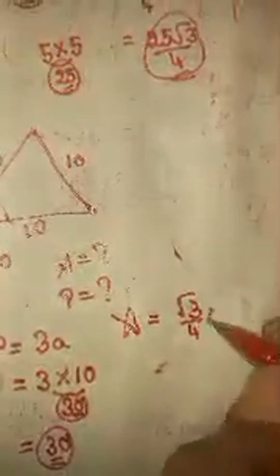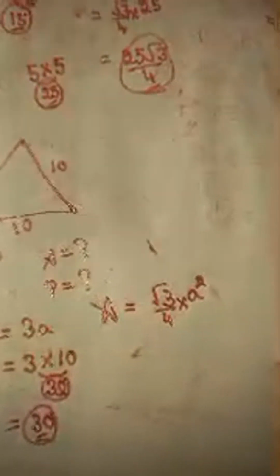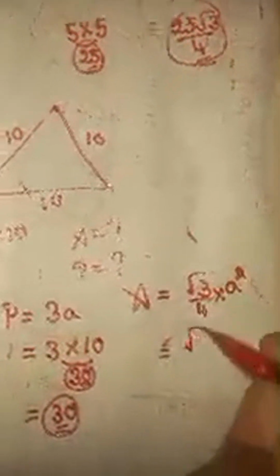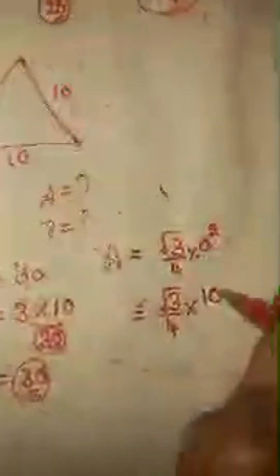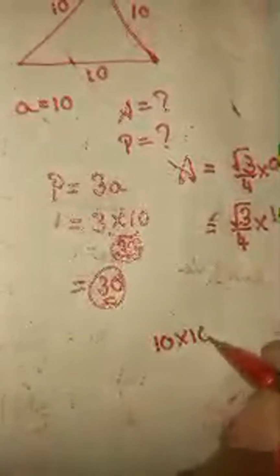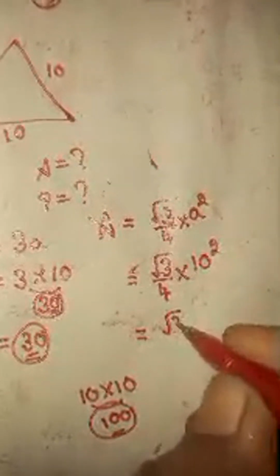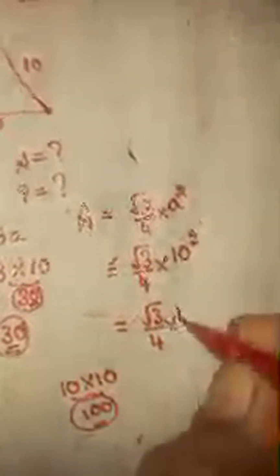Let's find out what's the area. The area of this triangle can be written as root 3 by 4 times the side length squared. You can write it out: root 3 by 4 times, this is the side length, which is 10 units. So you can write it as 10 squared. 10 squared means 10 times 10, which becomes 100. So it is root 3 by 4 times 100.